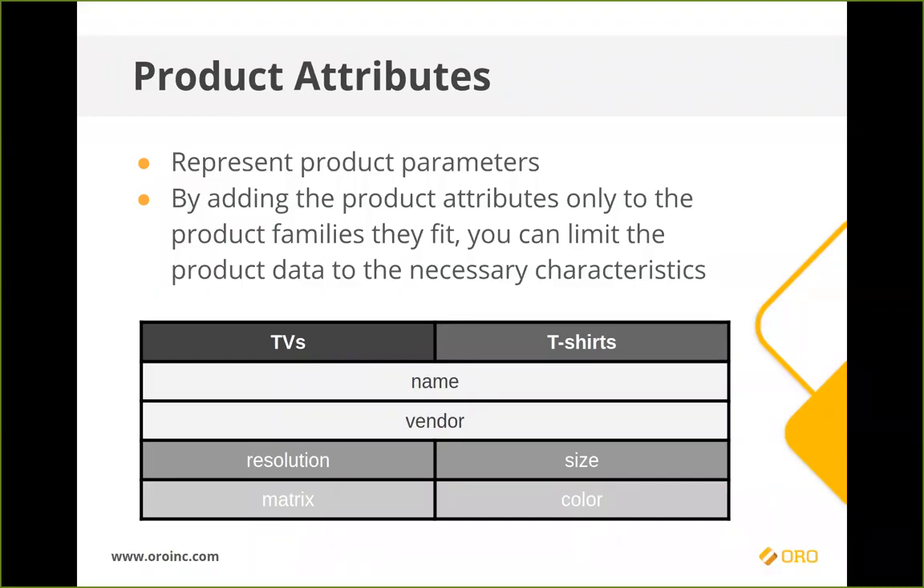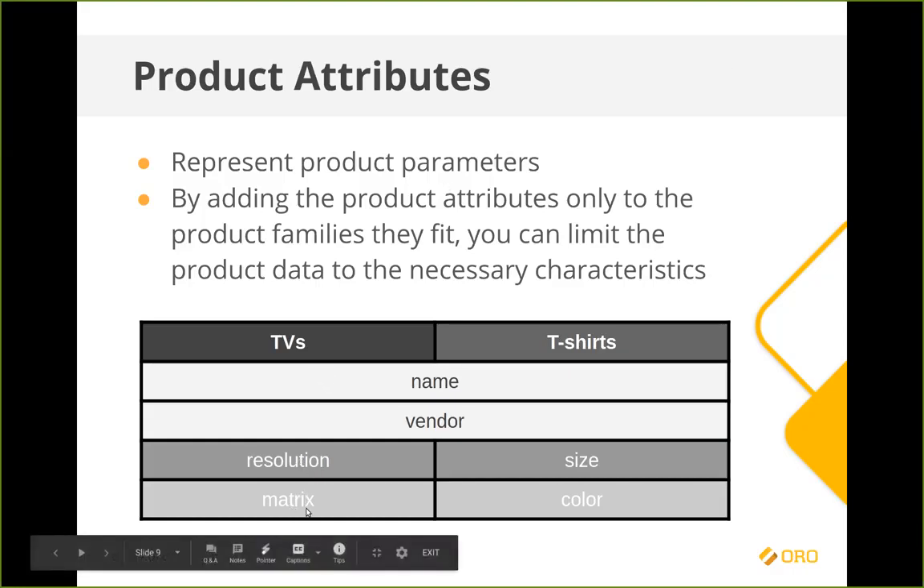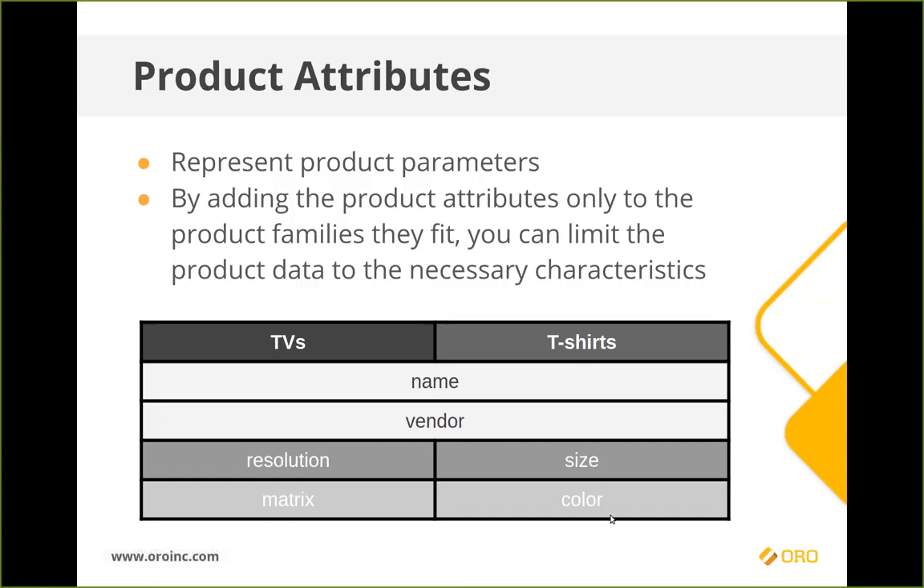Some product attributes may be shared between the different families, and it's absolutely fine because, for example, all product attributes have name, all product attributes have vendor, but for example, TVs have resolution and matrix, while t-shirts have size and color. Number of attributes is unlimited. You may add as many attributes as you want.